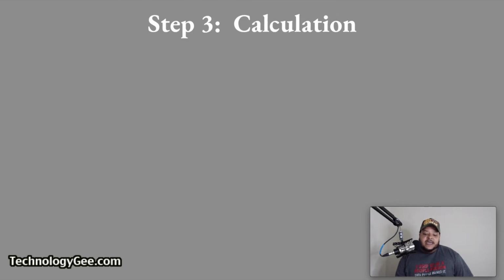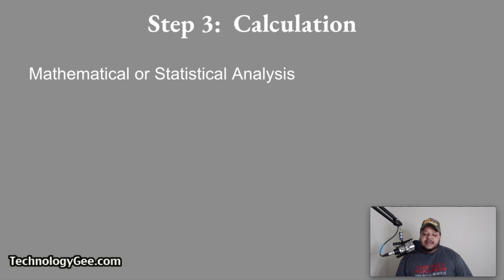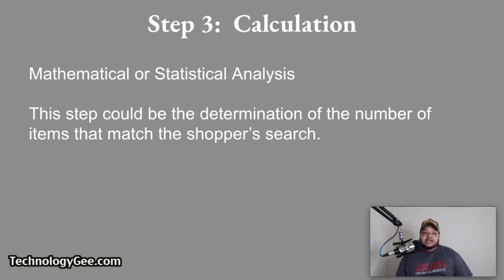Step 3 will be called calculation. This is a mathematical or statistical analysis. In the example of Amazon, this step could be the determination of the number of items that matches the shopper's search. So if you're on Amazon and you type in basketball, instead of getting every item listed on Amazon returned to you on your screen, you'll just get items that have been categorized with the word basketball.